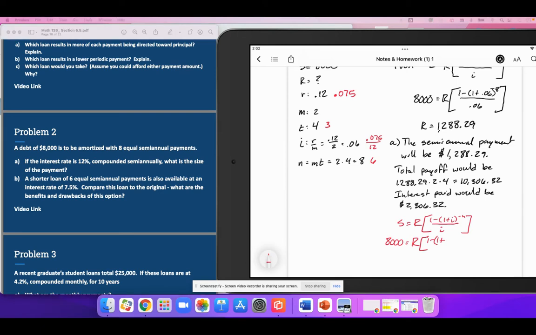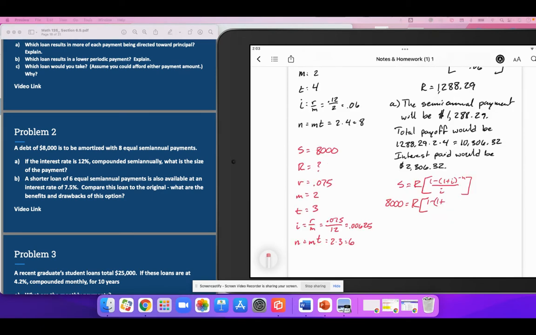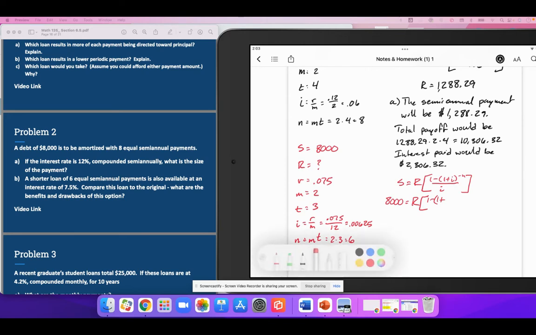I should just redo this as a whole new thing, which I'm going to do. I'm going to pause my video and write this all out so you don't have to sit through it. So I've got this all set up in a much more organized way now, which I'm happy about. So we've got 0.00625 as our I, negative 6 is up there, and then over 0.00625.